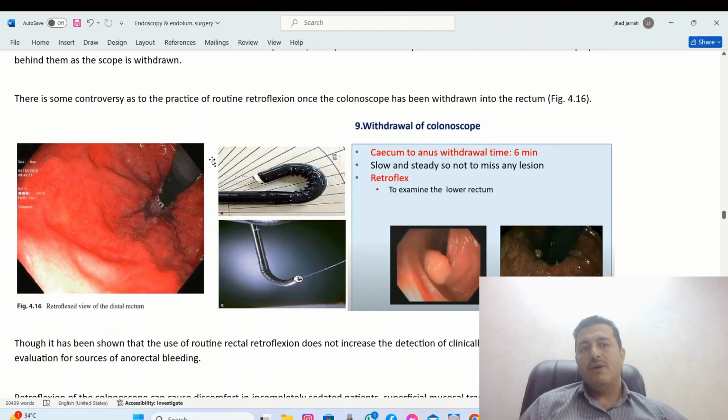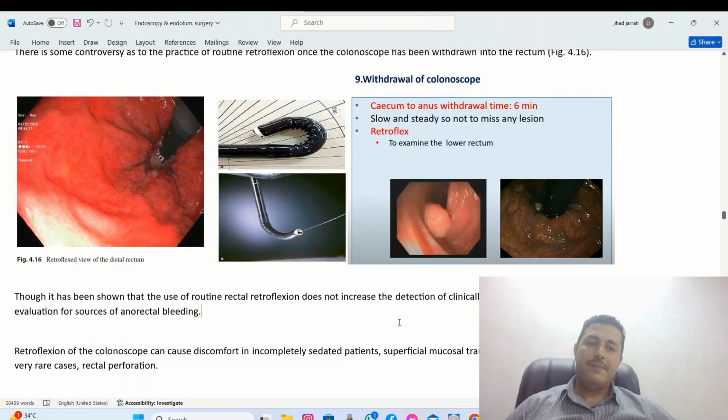Okay, let's talk about how to withdraw or remove the colonoscope. Withdrawal time is the time needed to remove the colonoscope from the bowel, and it's used as a quality measure for colonoscopy, but it has its drawbacks and disadvantages when we use it as a quality measure. We will discuss it in the next few seconds.